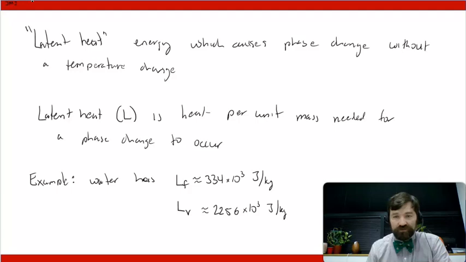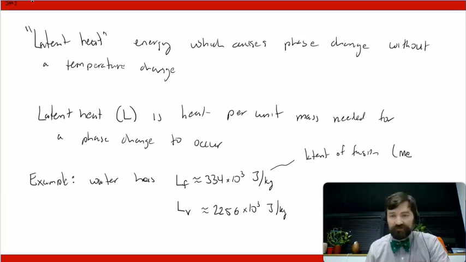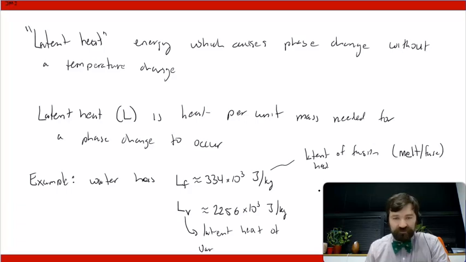Well, latent heat of fusion, this is latent heat of fusion. Latent heat of fusion represents the heat needed to melt or fuse. So this is the melt or fuse heat. This is the latent heat of vaporization. So latent heat of vaporization is the heat needed to essentially boil or condense.